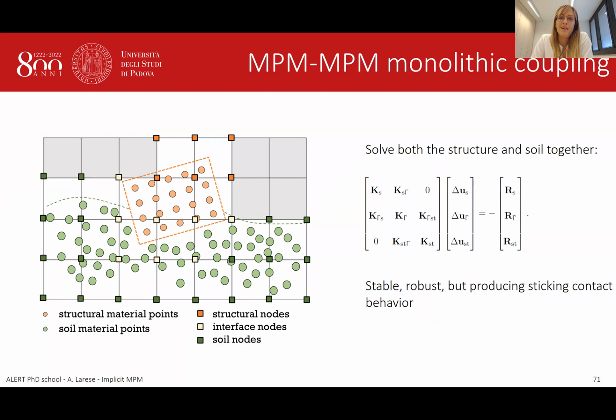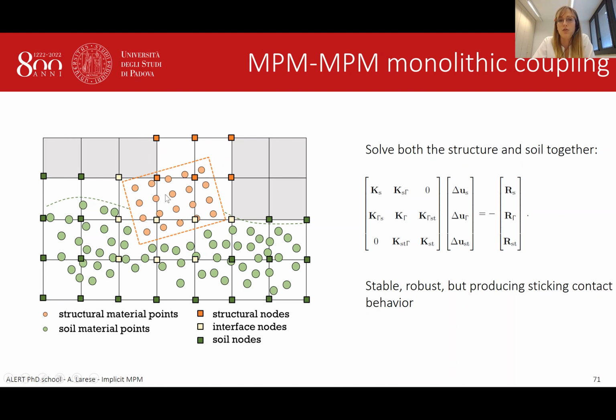So this is a tricky definition, MPM monolithic coupling. Actually, one of the strengths of MPM is that it can deal automatically with multi-materials. Since we are defining the properties of the material points, we can automatically use different materials inside the same simulation. What do I mean? Well, let's look at this image in the slide. We can consider a structure, the orange one, and the soil, the green one.